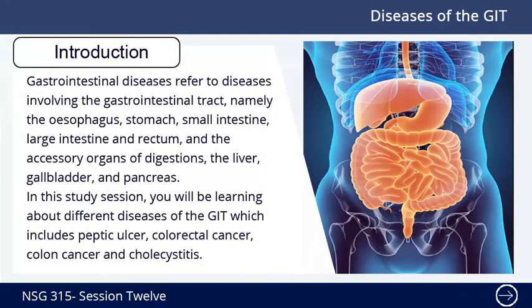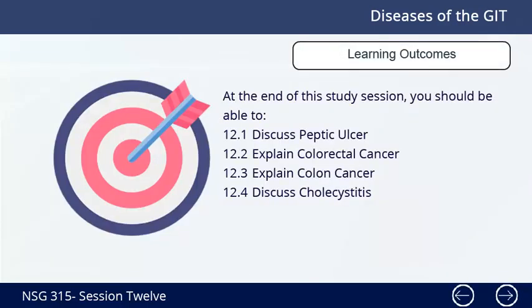Introduction. The gastrointestinal diseases refers to disease involving the gastrointestinal tract, namely the esophagus, the stomach, small intestine, large intestine, and the rectum, and the accessory organs of digestion, the liver, gallbladder, and pancreas. In this study session, you'll be learning about different diseases of the GIT, which includes peptic ulcer, colorectal cancer, colon cancer, and cholecystitis.